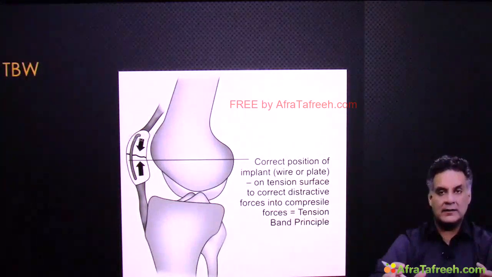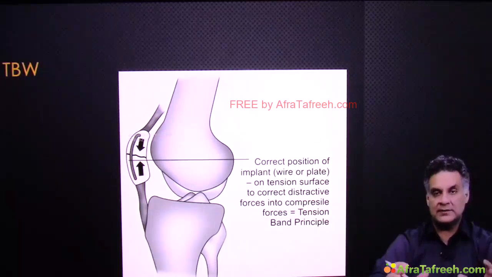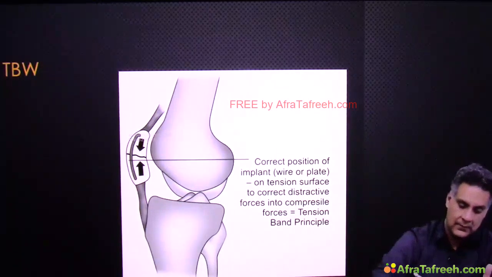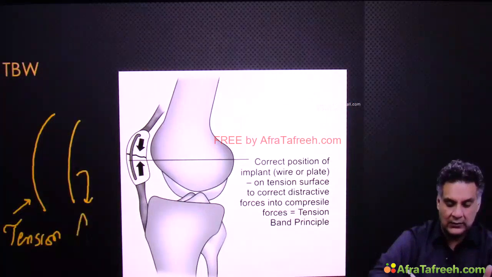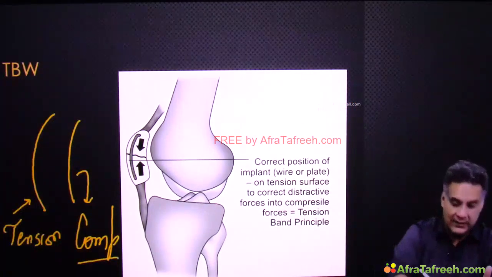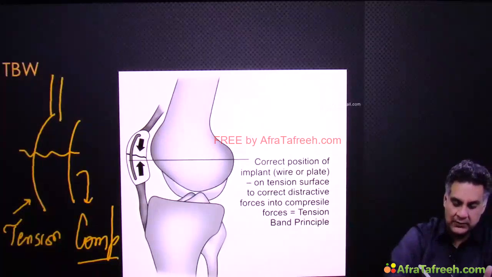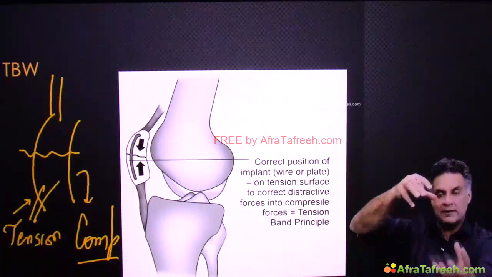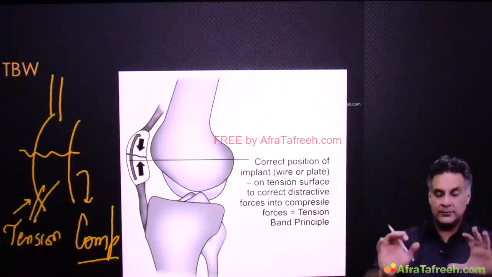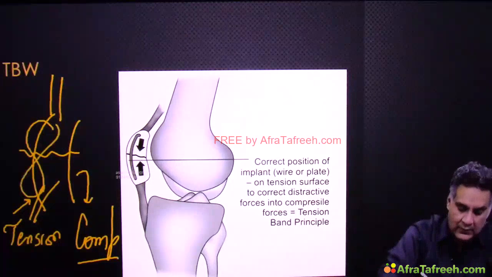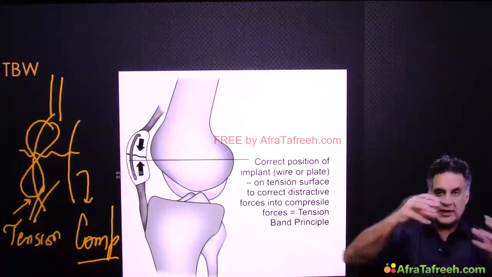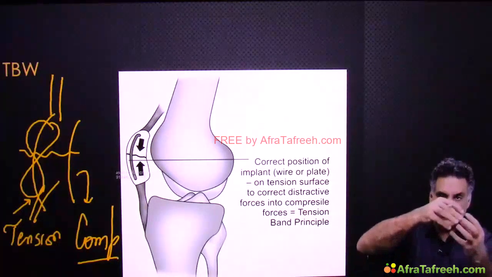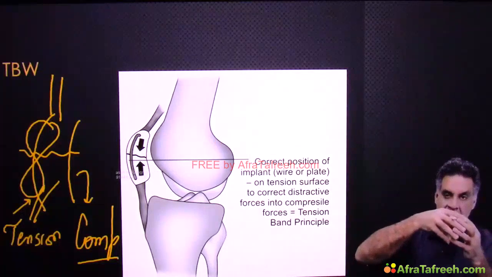Then when you are fixing a bone, there's a principle called the tension band principle. Every bone has a convex surface called the tension surface and a concave surface called the compression surface. Whenever there is a fracture, since the muscle pull is more on the tension surface, it will open up on the tension surface. So what you do, you apply a wire or a plate on the tension surface so that the distraction which is occurring there goes away. That distractive force is converted into compressive force.